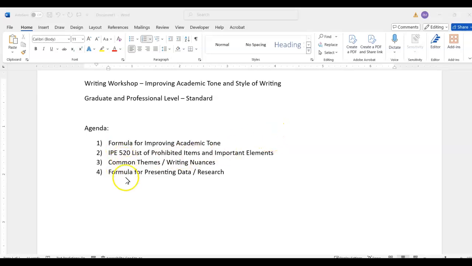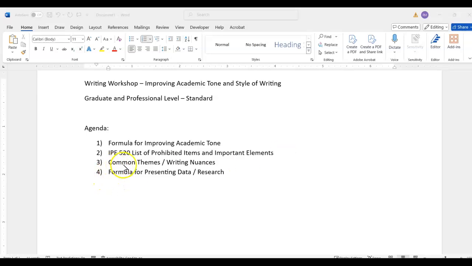Then we will discuss the IPE 520 list of prohibited items and important elements. I'll go through this bulleted list with you all so you understand what is important to keep top of mind as you're drafting the content for the critical analysis, and things to absolutely avoid, non-negotiables in other words.